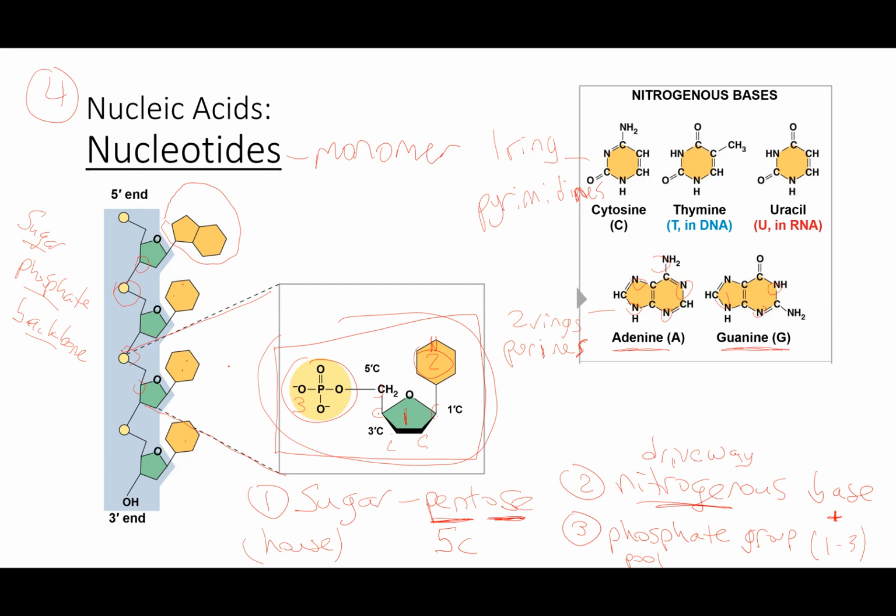That's our polymerization. So how do we stick them together? What kind of reaction sticks them together? Dehydration synthesis. And the kind of bonds that are being formed between the sugars and the phosphates are phosphodiester bonds. So that's the kind of bond that you should associate with a nucleic acid. So the sugar and the phosphate are bonded together with a dehydration synthesis reaction that creates a phosphodiester bond.